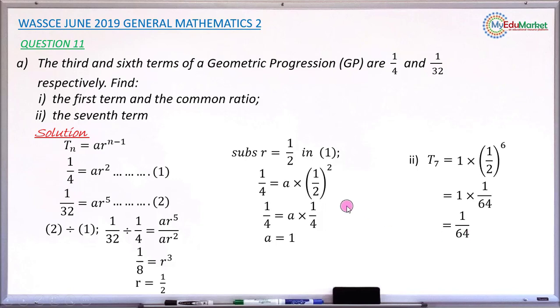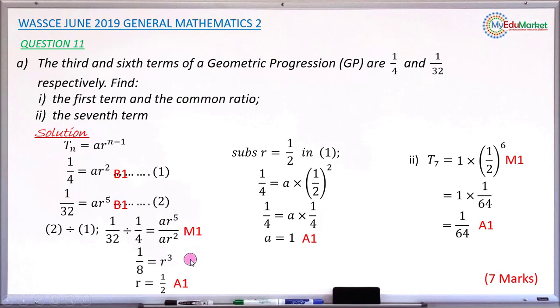So let's share with you the mark distribution for this question as it is contained in the marking scheme. The very first mark is a bonus 1 mark for getting the equation for term number 3, 1/4 equals ar squared. The next mark is another bonus 1 mark for writing the second equation for term number 6 as 1/32 equals ar raised to the power of 5. Next is a method 1 mark for attempting to solve the two equations by dividing equation 2 by equation 1.